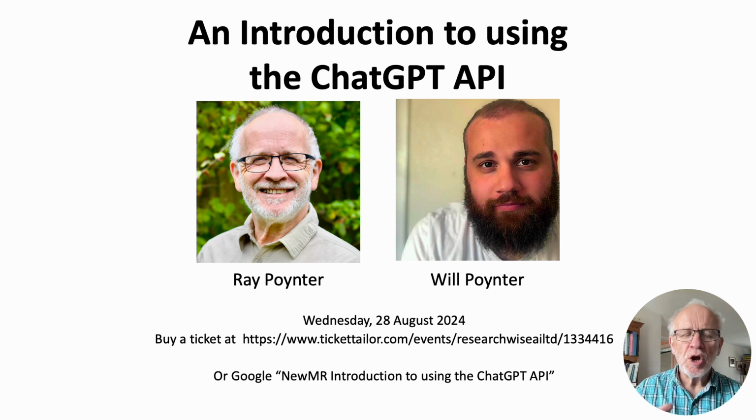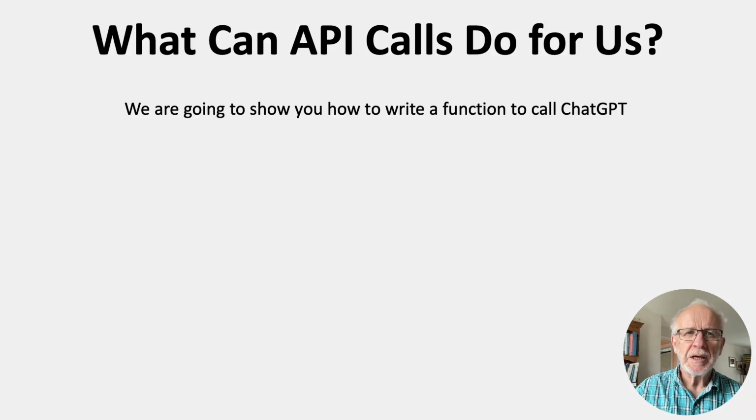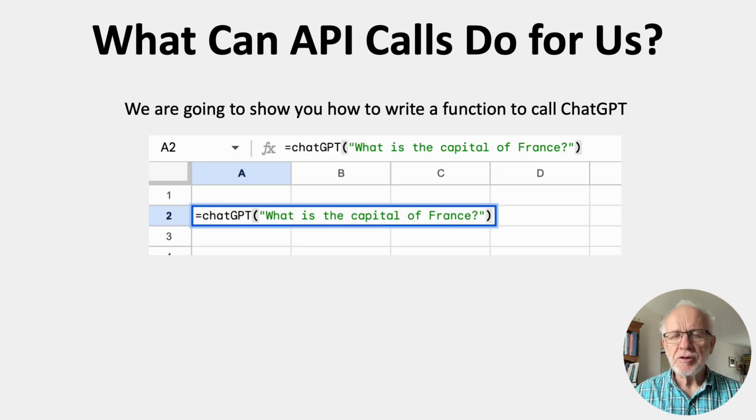And I'm going to show you very quickly why you'd want to be able to do this. So we're going to show the people on the course how to write a function that can call ChatGPT. And we're going to do that in Google Sheets using Google Apps Script, although the same principles work for other languages too. Once we have this function, ChatGPT, we can use it to answer simple queries the same way we could with the web interface.